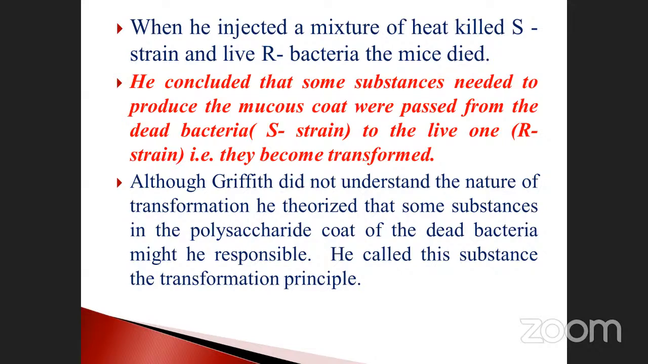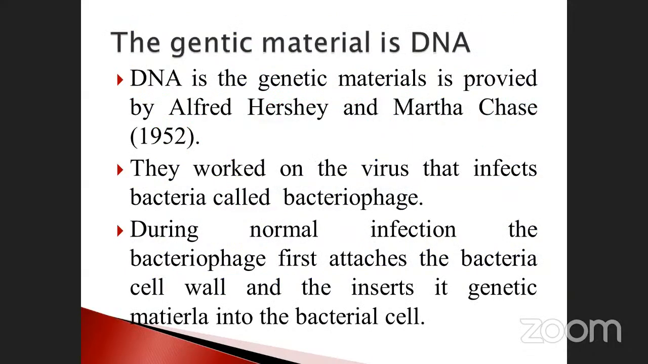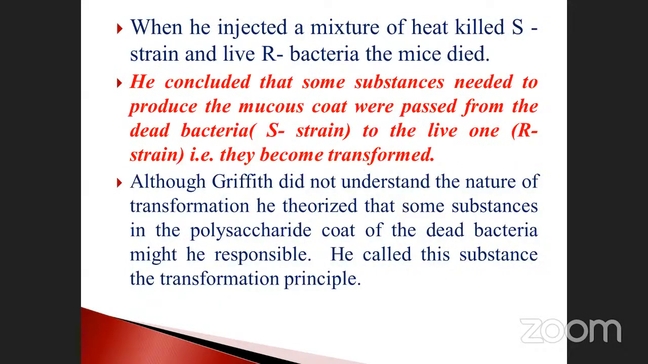This is the major content of the experiment. He concluded that some substances needed to produce the mucus coat were passed from the dead bacteria of S-strain, the smooth strain, to the live ones of the R-strain. That is, they become transformed. Although Griffith did not understand the nature of the transformation, he theorized that some substances in the polysaccharide coat of the dead bacteria might be responsible. He called these substances the transformation principle. The genetic material, DNA, we will see in the next classes.